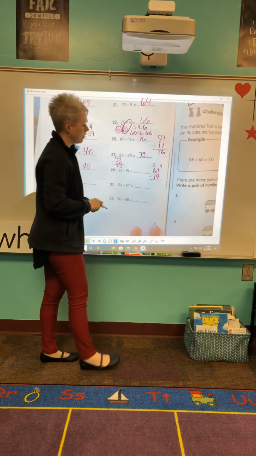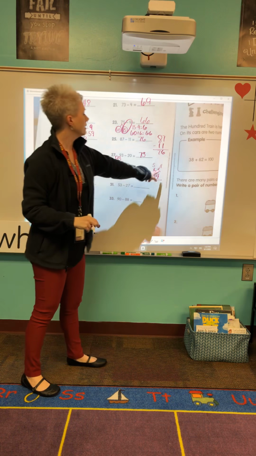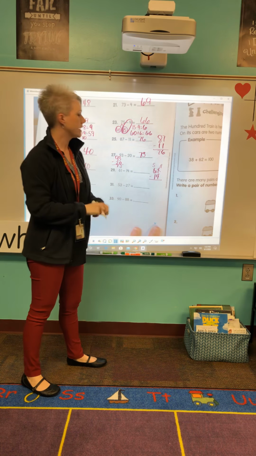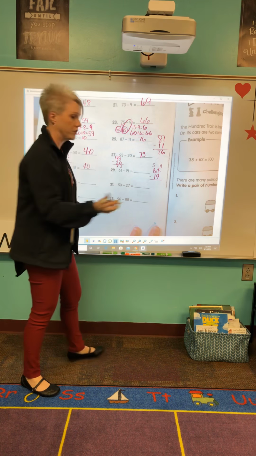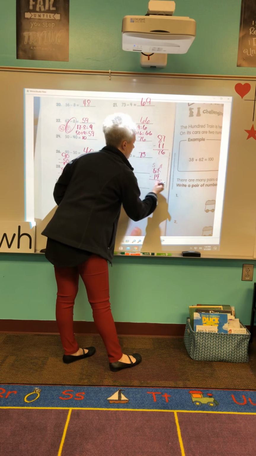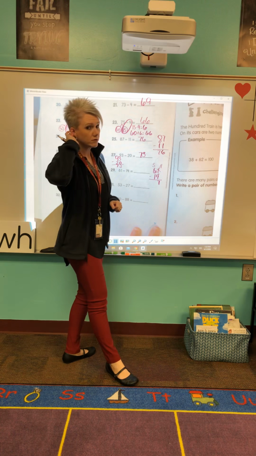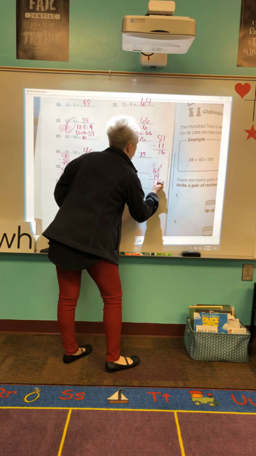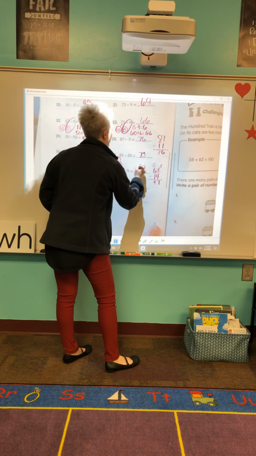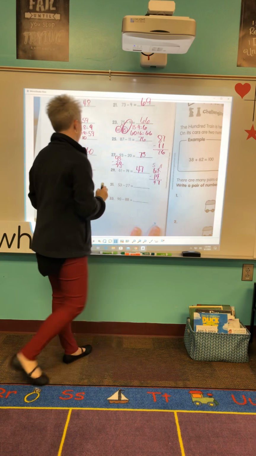5. Good job. What is 11 minus 4? 11 minus 4. Yell it out to me. 7. Good job. 11 minus 4 is 7. 5 minus 1. Yell it out. 4. 61 minus 14. 47.